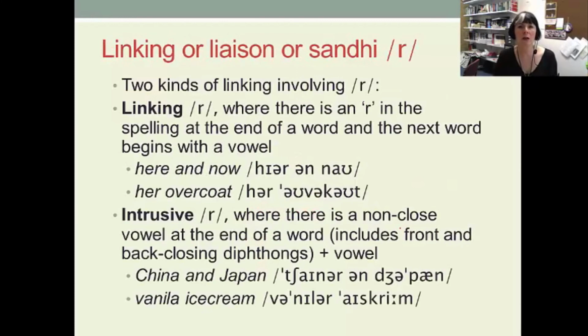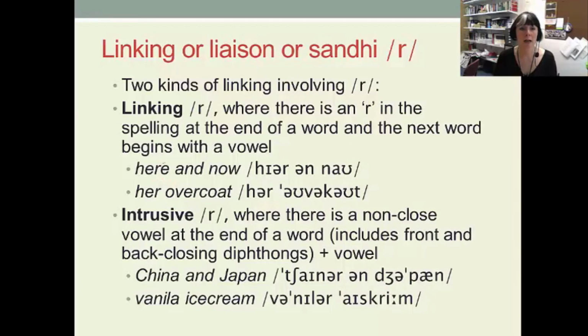Moving on to linking, or liaison, or sandhi R. There are two kinds of linking involving R: one of them is linking R, and the other one is intrusive R. In linking R, where there is an R in the spelling at the end of a word and the next word begins with a vowel, I can produce the R. Remember, these are optional processes.